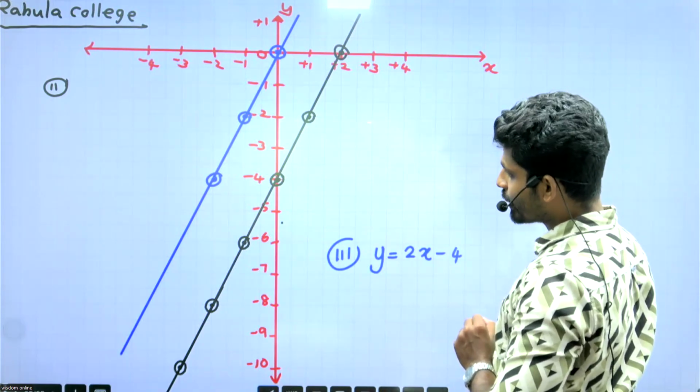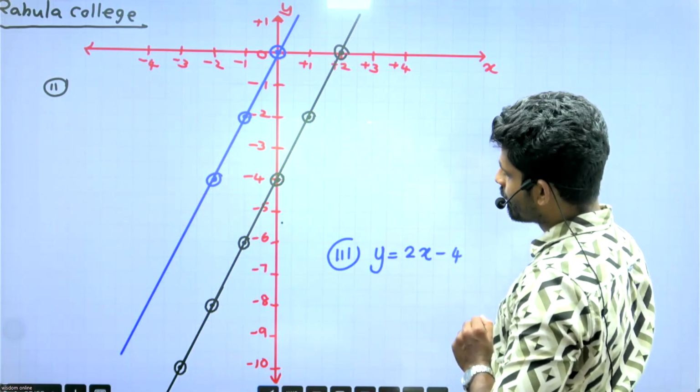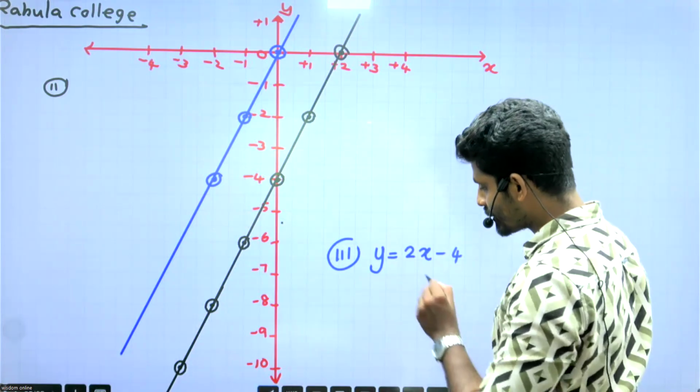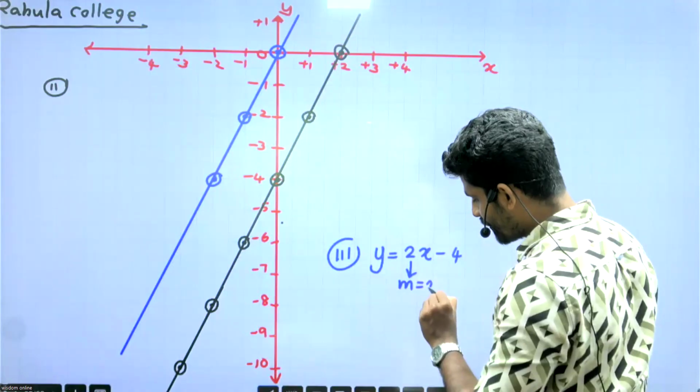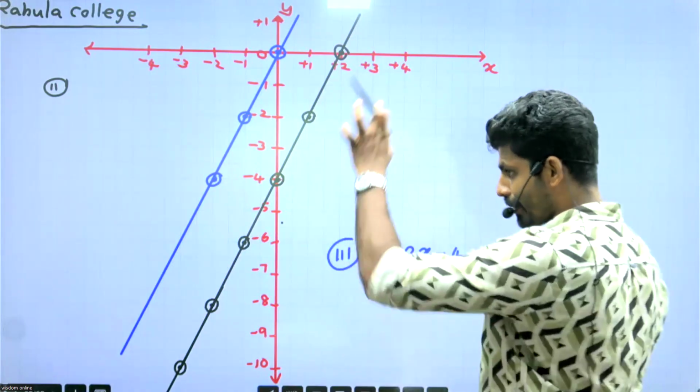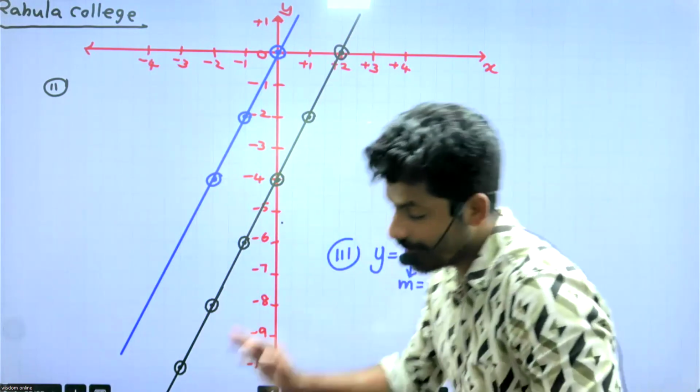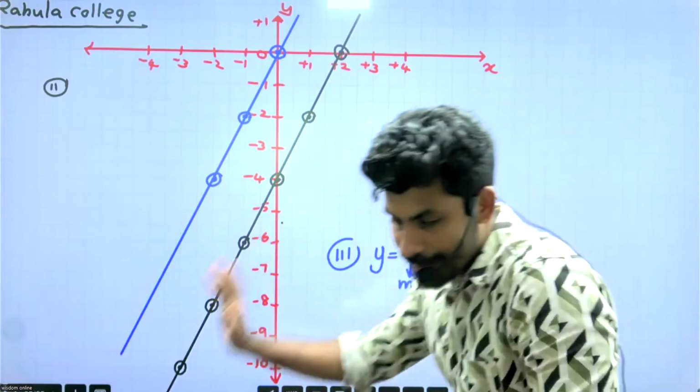Yes, y equals 2x minus 4. Then the gradient m equals 2. Gradient should be equal. Parallel means the gradients are equal.